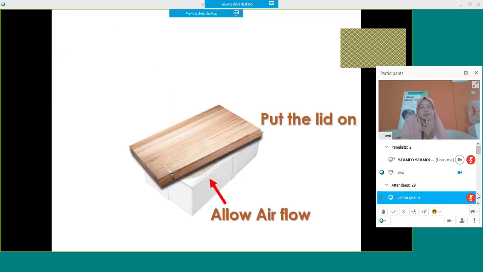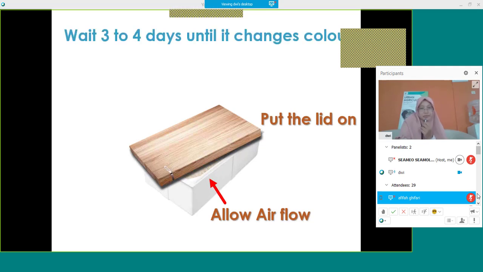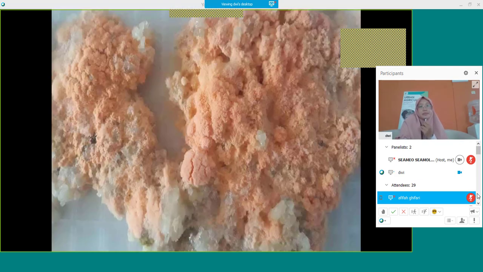Don't forget to give airflow because this is essential for fungal breeding. And we wait 3 to 4 days until it changes color. This is the result. This is the fungi from the leftover of rice. It's called trichoderma.